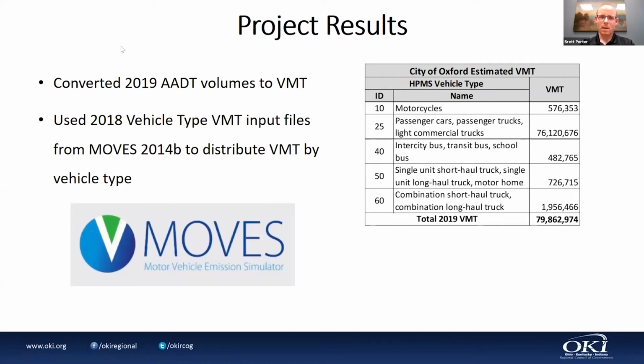I'd already had a VMT input file from 2018 or 2019, I can't remember off the top of my head, for Butler County. And so I then did portion it out based off of the city of Oxford. I think I used roadway length for that. So it wasn't perfect to do, but at the time, there wasn't a lot of time to do it.